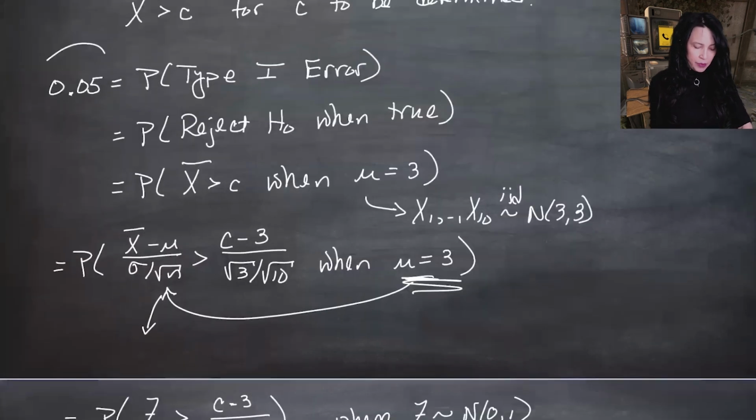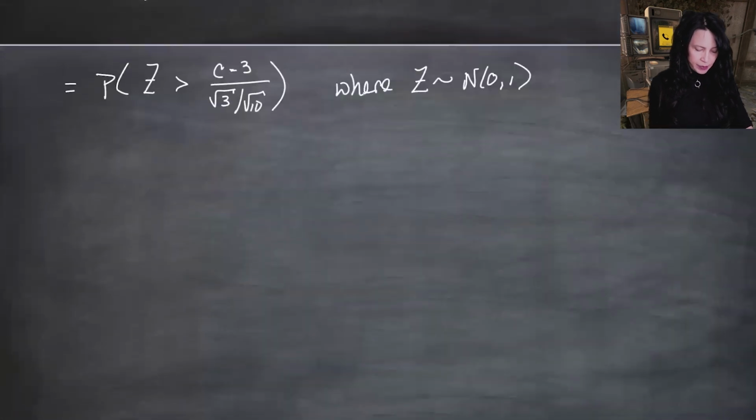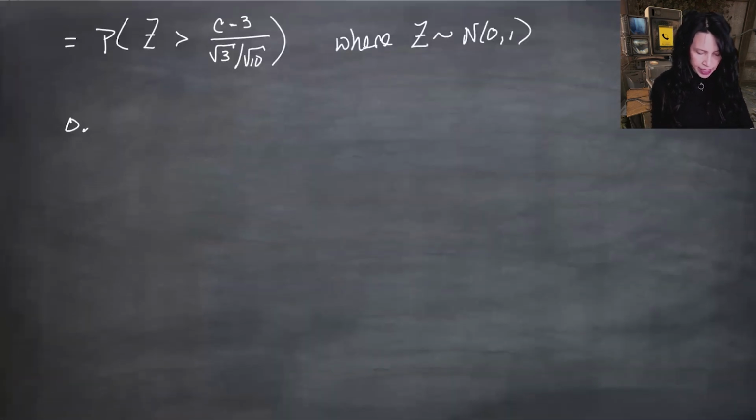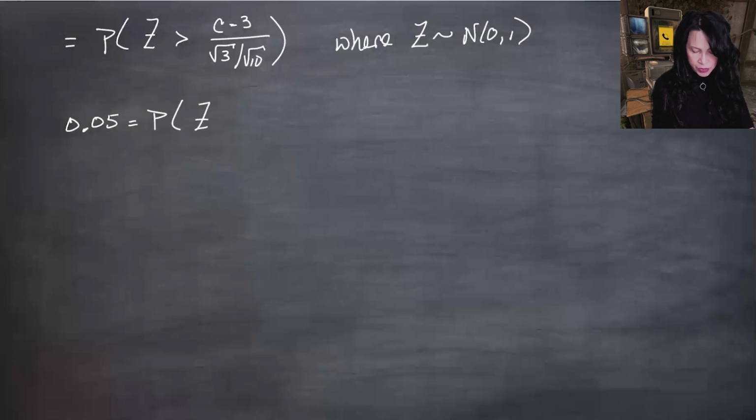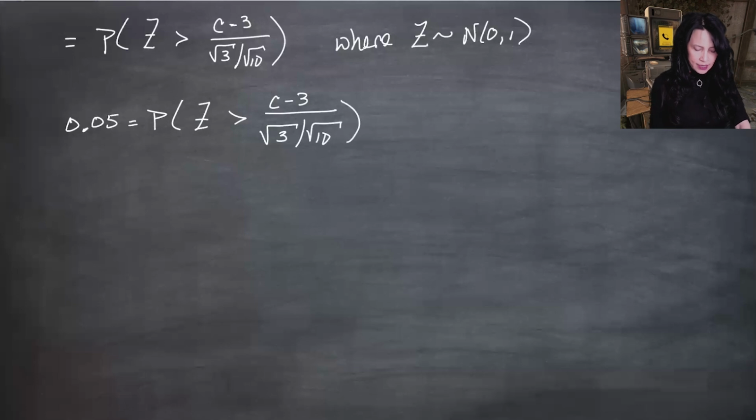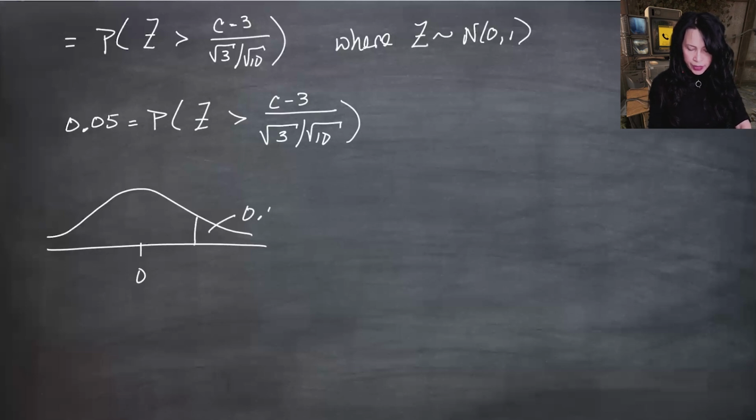Okay, as a reminder up here, this is equal to 0.05. So let me recap that here. We have 0.05 is equal to the probability that a standard normal is greater than (c minus 3) over the square root of 3 over the square root of 10. And so let's look at the standard normal PDF. We want to find a number that we are above with area 0.05 and below with area, or probability, 0.95. So what is this?